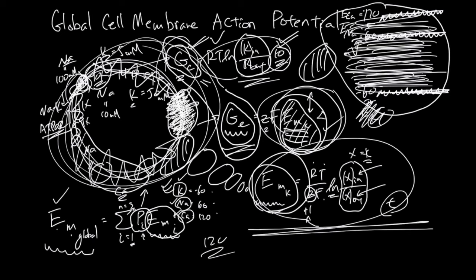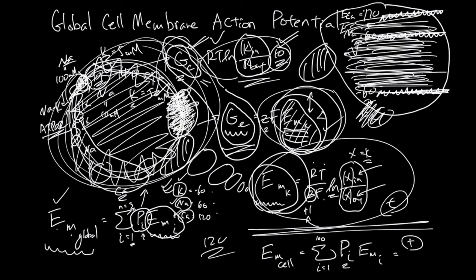So finally, if you want to compute the membrane potential of the cell, what you do is you just add up the membrane potential of each ion multiplied by the permeability of that ion. And you do that for the first ion all the way to, let's say, 100 different ions. Then this is going to give you one number. If this number is positive, then the inside of that cell wants to be more positive. But if this number is negative, then the inside of the cell wants to be negative.